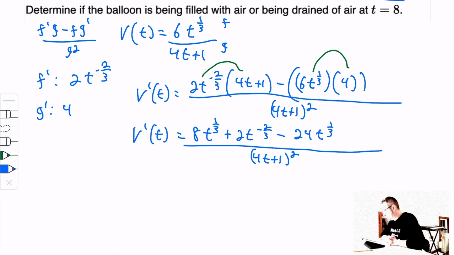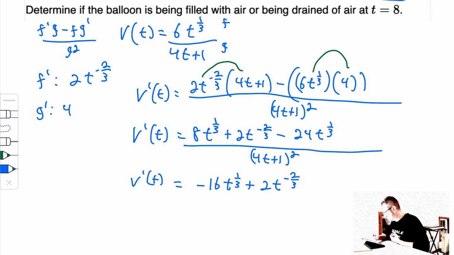So now I can clean up top a little bit. 8t to the 1/3 minus 24t to the 1/3 is going to give me negative 16t to the 1/3 plus 2t to the negative 2/3 all over (4t plus 1) squared.